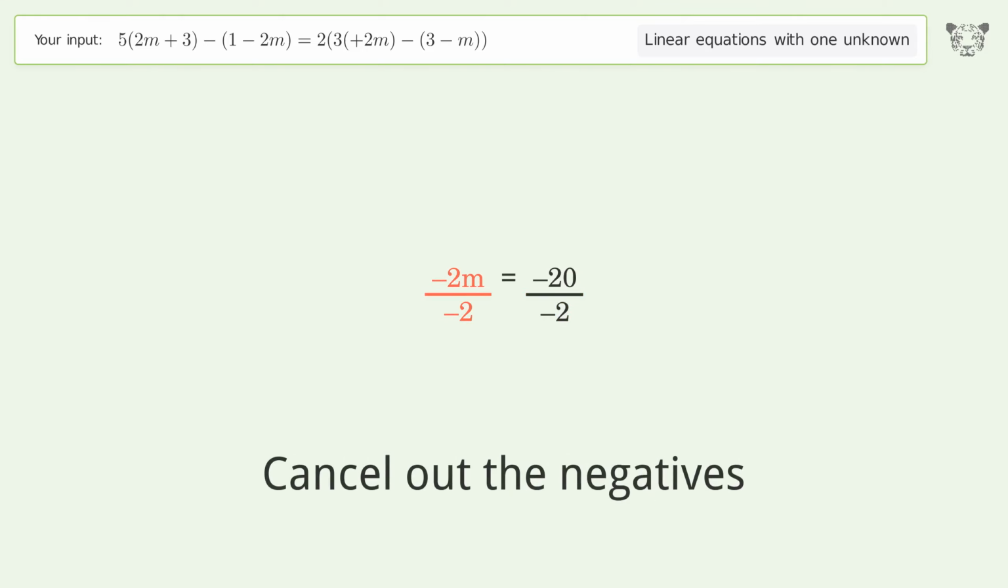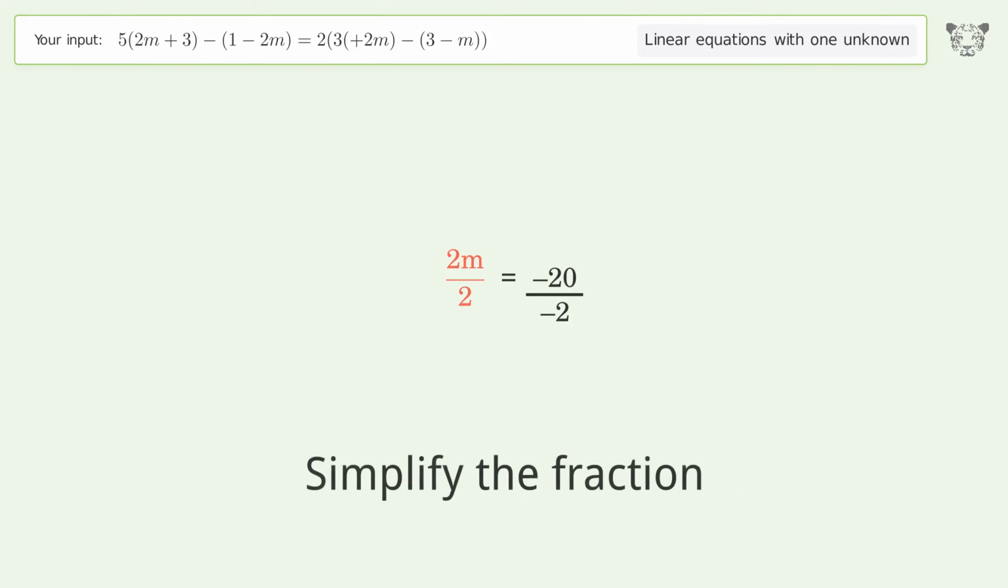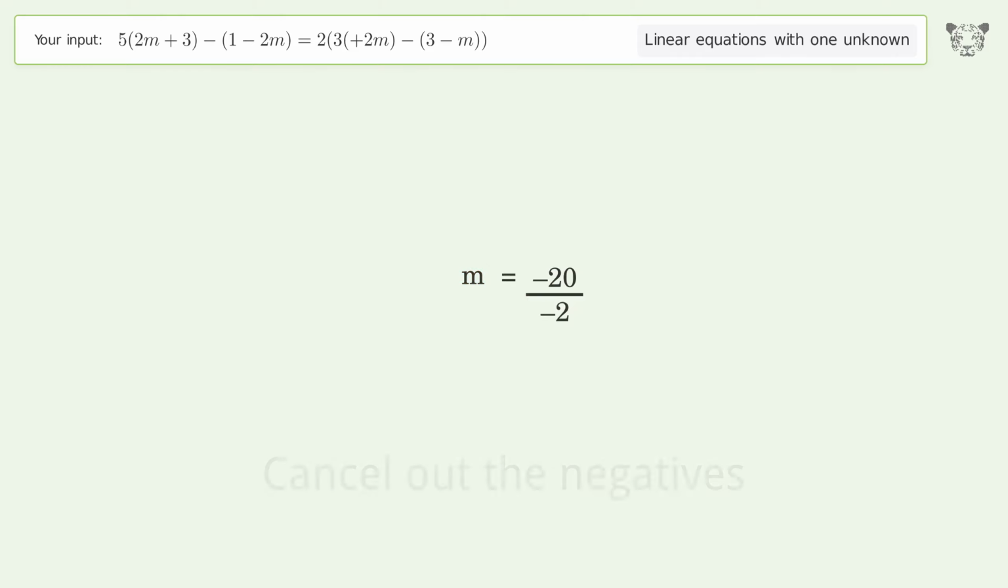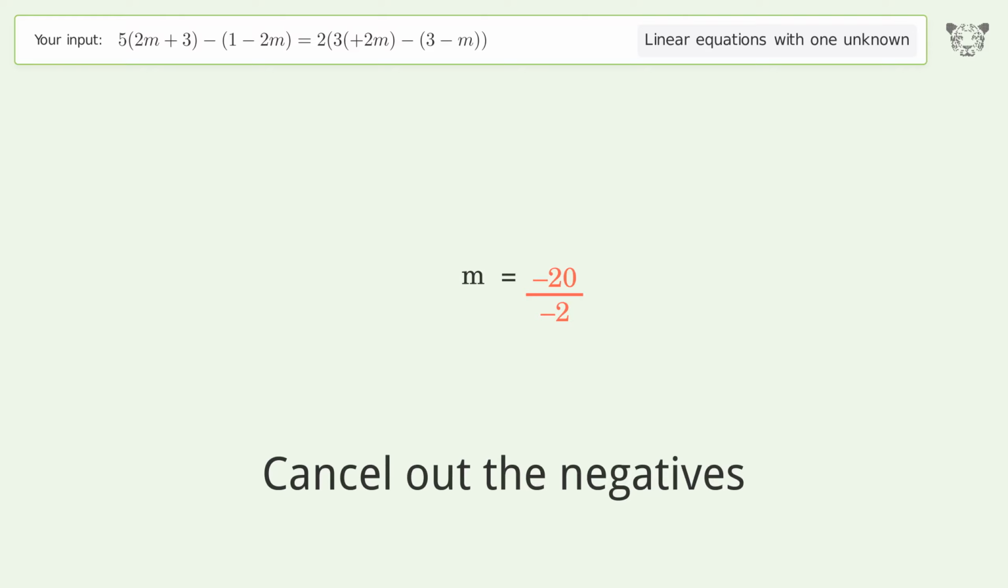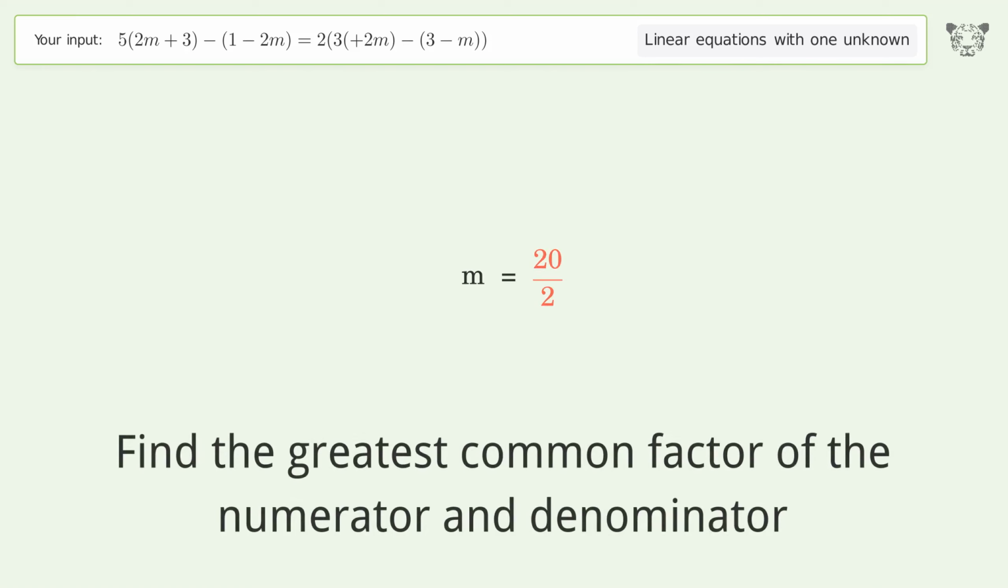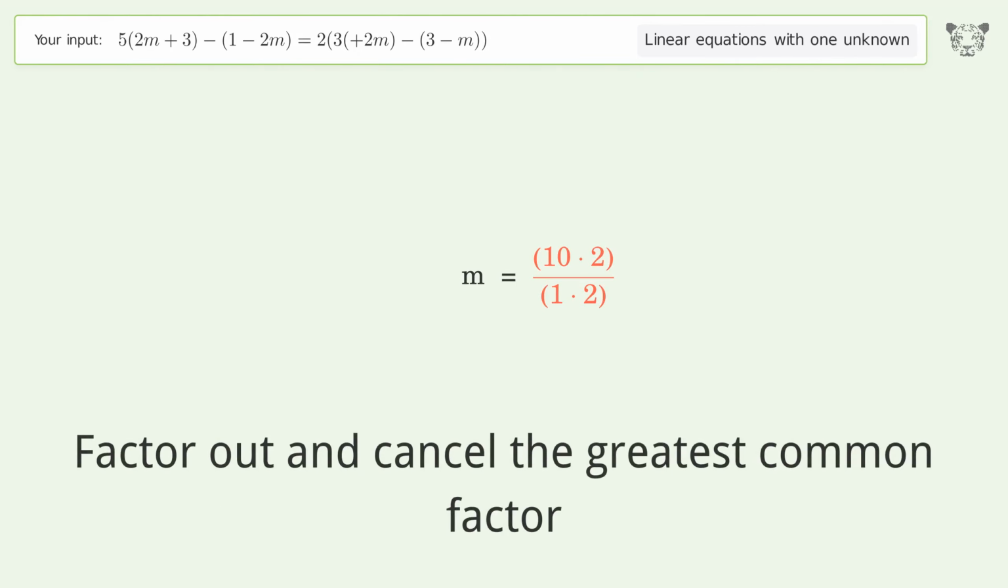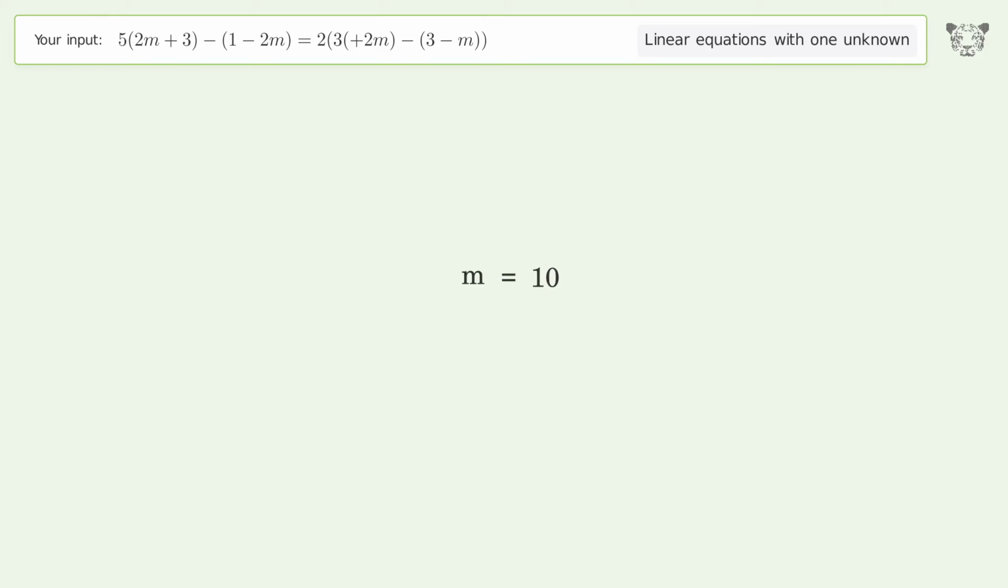Cancel out the negatives. Simplify the fraction. Cancel out the negatives. Find the greatest common factor of the numerator and denominator. Factor out and cancel the greatest common factor. And so the final result is m equals 10.